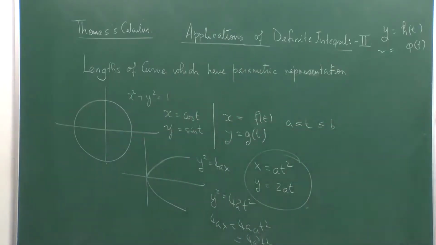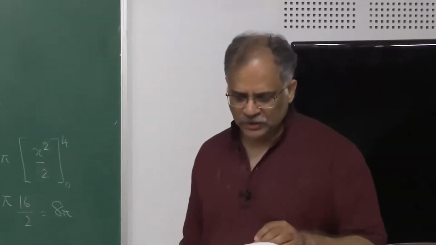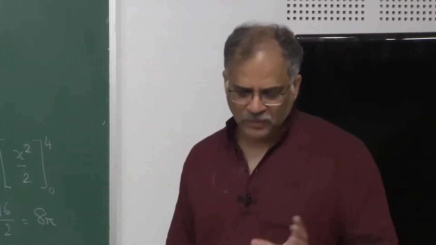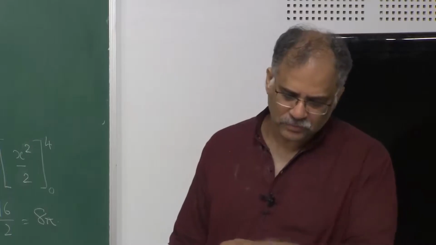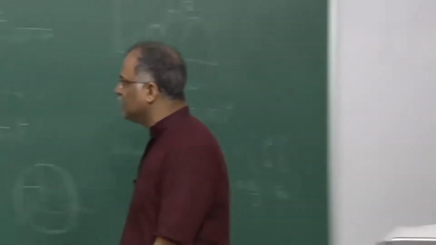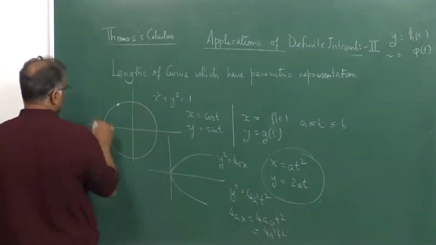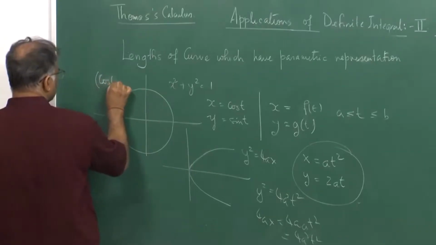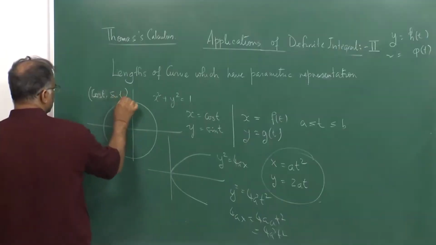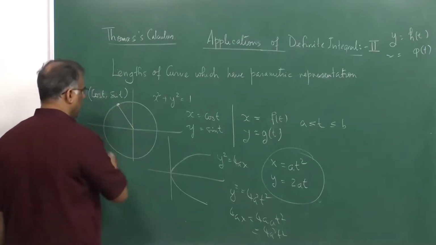Now, if you can represent a curve by parameters, then it becomes very easy to actually compute the length of these curves. Like any point on this curve, say here, can be represented not by just x, y, but as cos t, sin t, right. t is basically the angle.